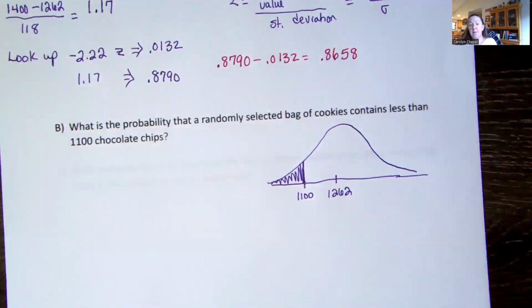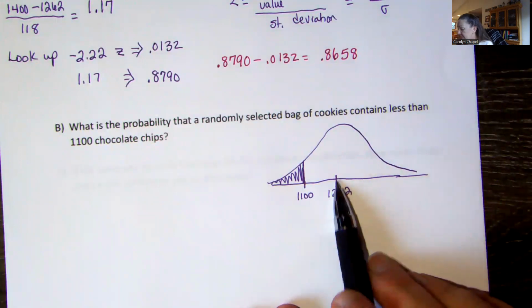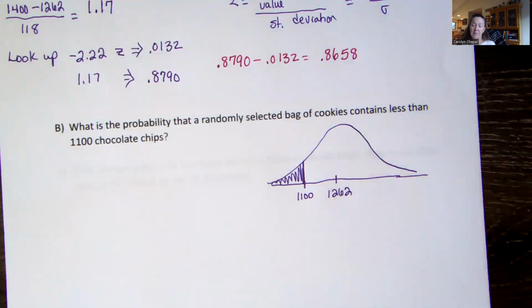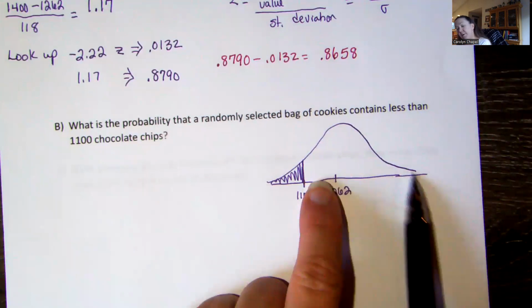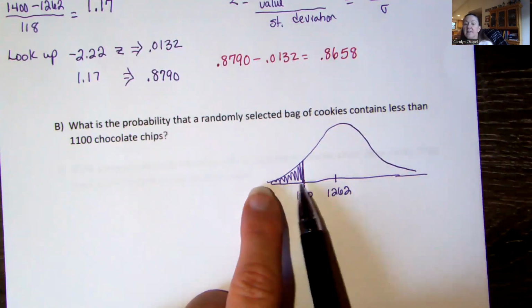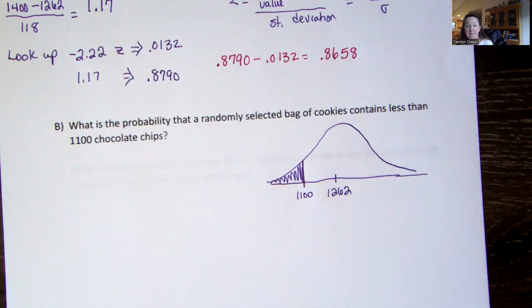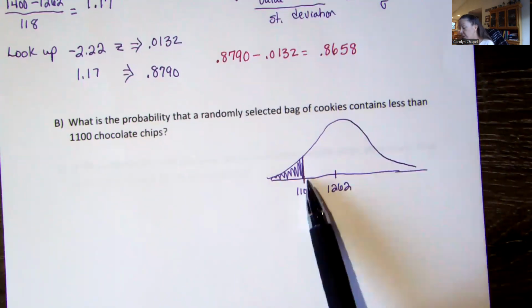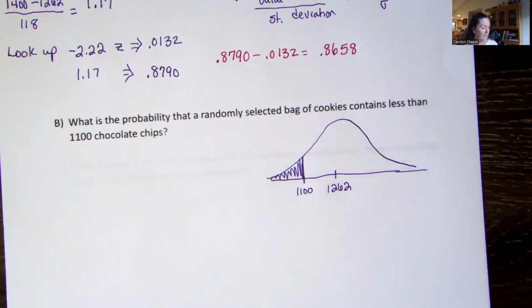By looking at my picture, I already know that my answer is going to be less than 0.5. The reason I know that is because half of the graph is 0.5. Since I'm shading in this direction, it's a little tail, so it would be less than 0.5. If I were going bigger, it would have been more than 0.5.